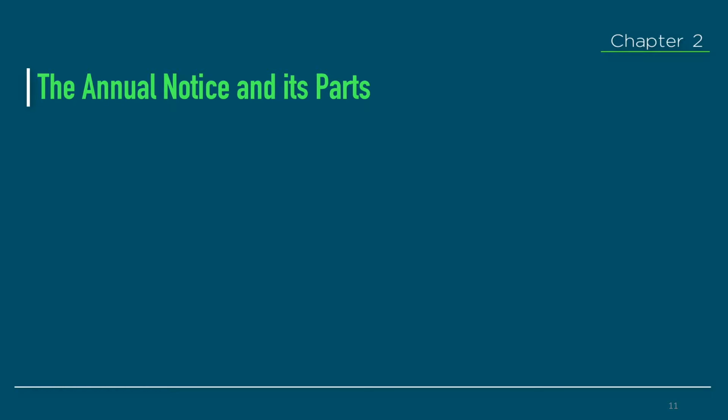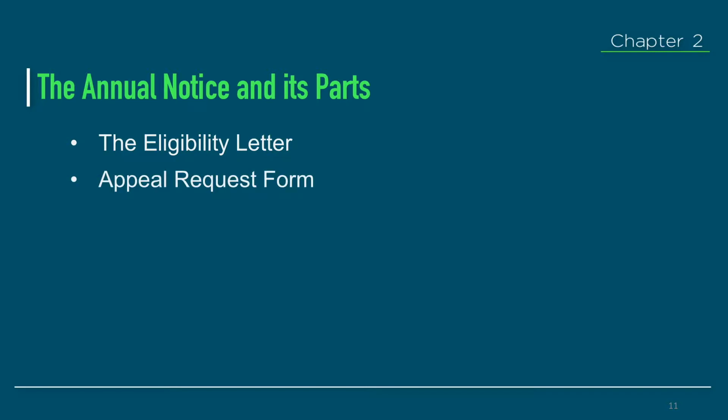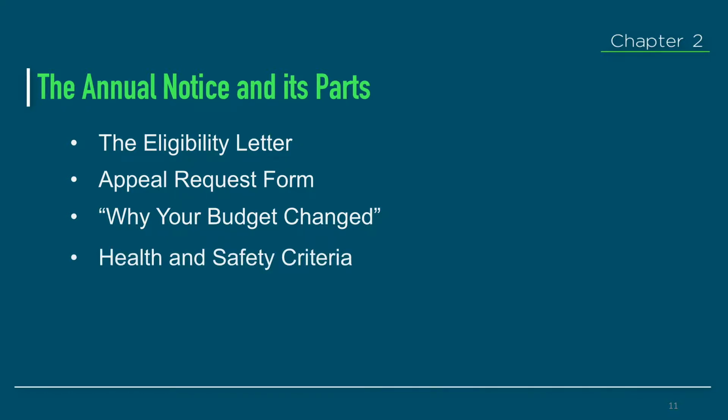So let's start with the annual notice and its parts. The notice packet consists of the eligibility letter, the appeal request form, a document entitled Why Your Budget Has Changed, a set of health and safety criteria, and the assessment tools, most of the assessment tools that we discussed in the previous chapter. We're going to go through each of those to make sure that everybody understands what the new eligibility notice packet looks like.